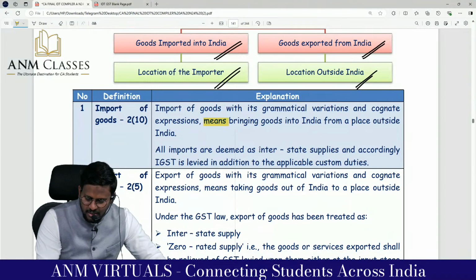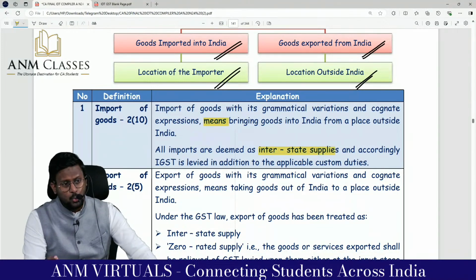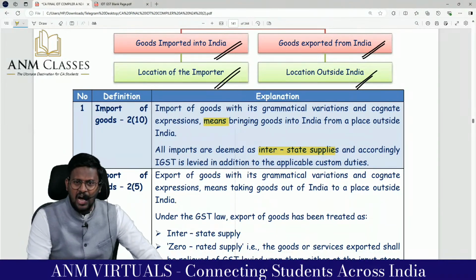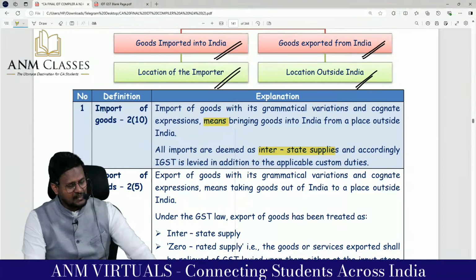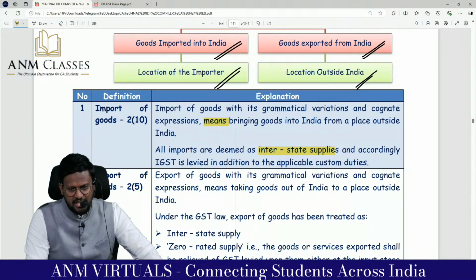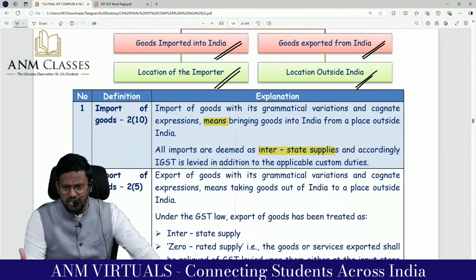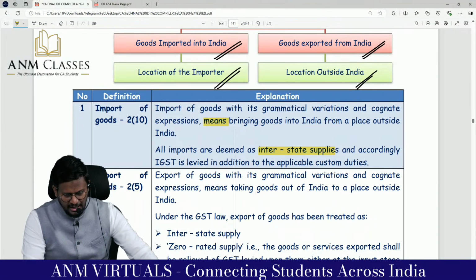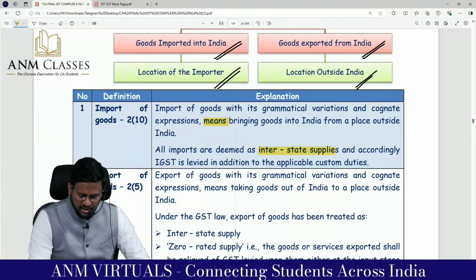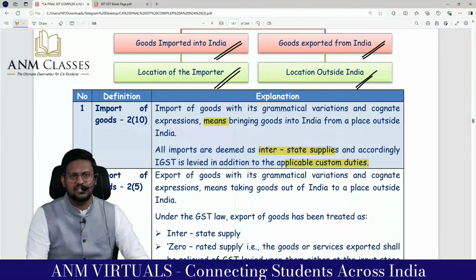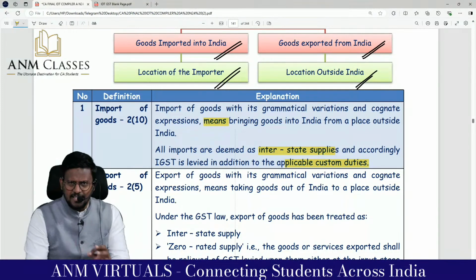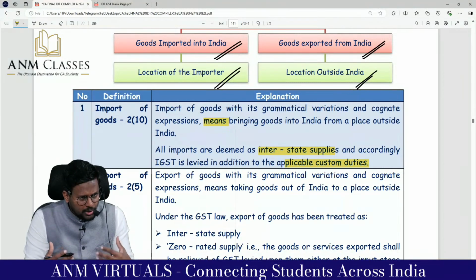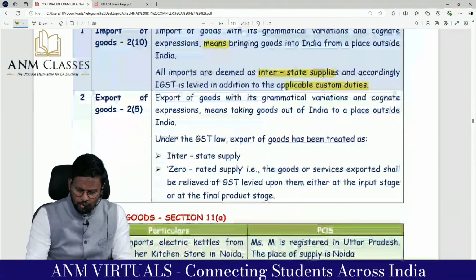All imports are deemed as interstate supply, whether it is import of goods or import of services, as per section 7 of the IGST Act, either 7(2) or 7(4) of the IGST Act. Accordingly, IGST is levied in addition to the applicable customs duty. Since it is an interstate supply, IGST has to be levied. Since you are importing, customs duty will also get attracted.